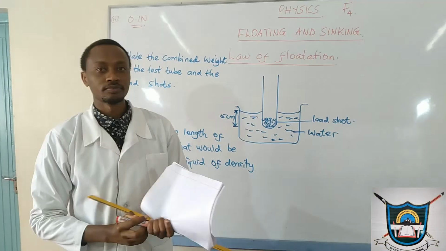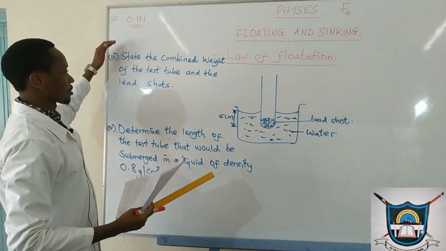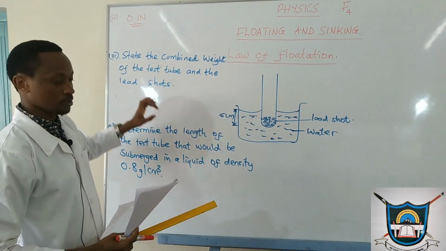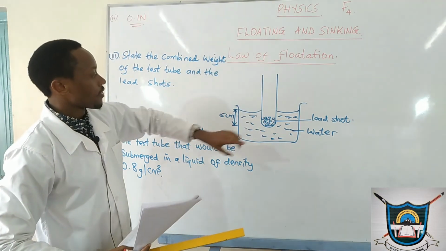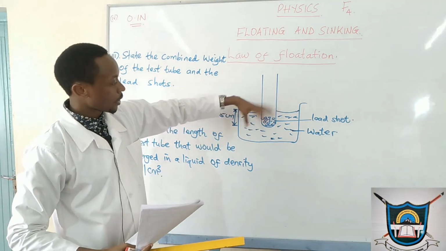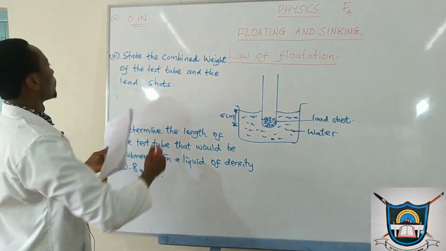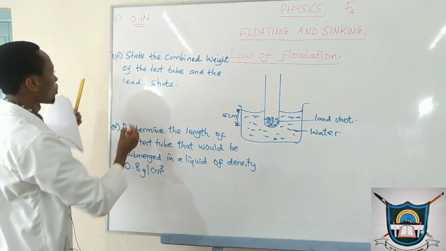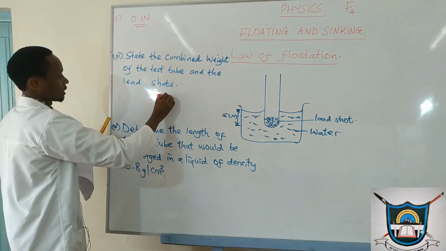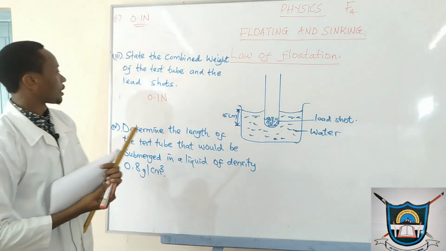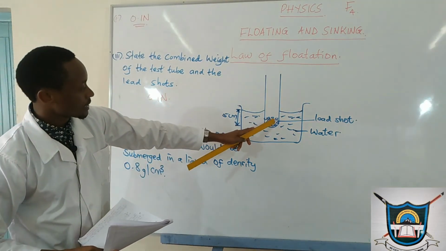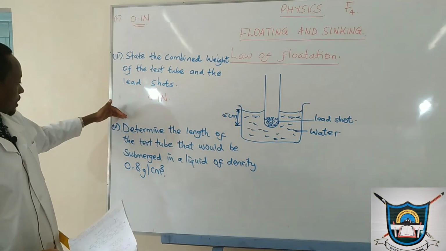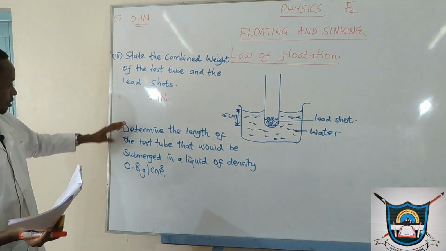Now students, our third question is telling us to state the combined weight of the test tube and the lead shots. From the law of flotation, we have said the weight of the water which is displaced is equal to the weight of the content which is floating. So the answer in Roman 2 is the same as the answer in Roman 3 because they have the same weight. So it is 0.1 Newtons. That is because the weight of that content is equal to the weight of the water which is displaced.